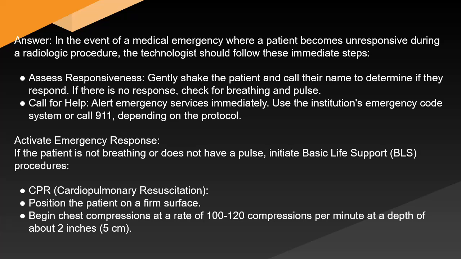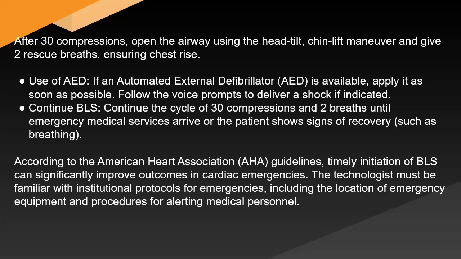Begin chest compressions at a rate of 120 compressions per minute at a depth of about 2 inches (5 centimeters). After 30 compressions, open the airway using the head tilt chin lift maneuver and give 2 rescue breaths, ensuring chest rise. Use of AED. If an automated external defibrillator is available, apply it as soon as possible. Follow the voice prompts to deliver a shock if indicated.